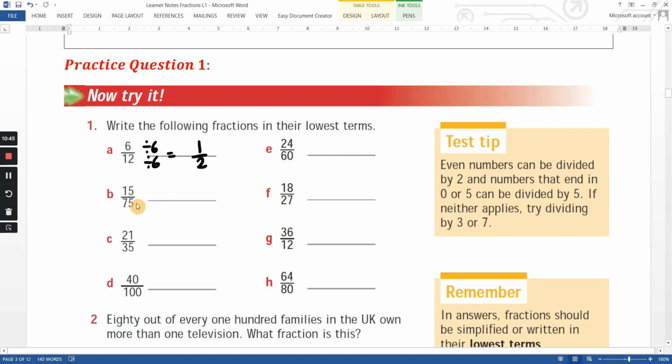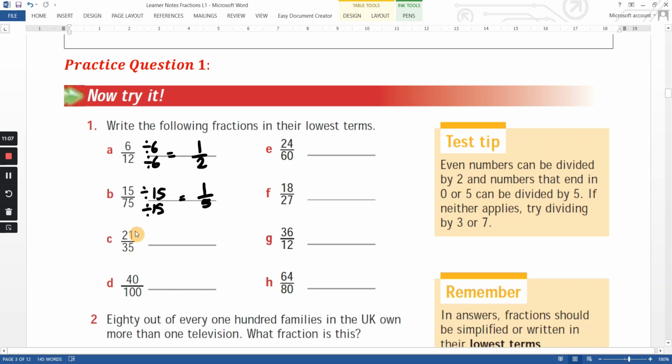Let's move down to part B. I know that 15 goes into that. 15 goes into that as well. That's going to give me 1/5. Yeah, and if you're not sure that 15 goes into both of these, you could have done 5 and then keep going until you get your simplified answer.